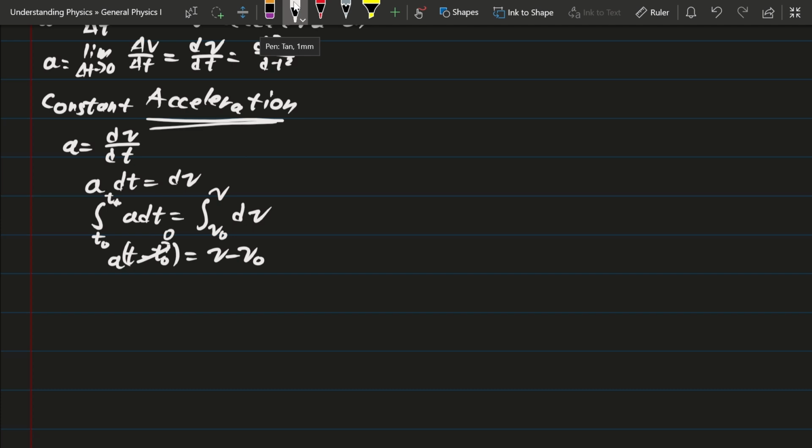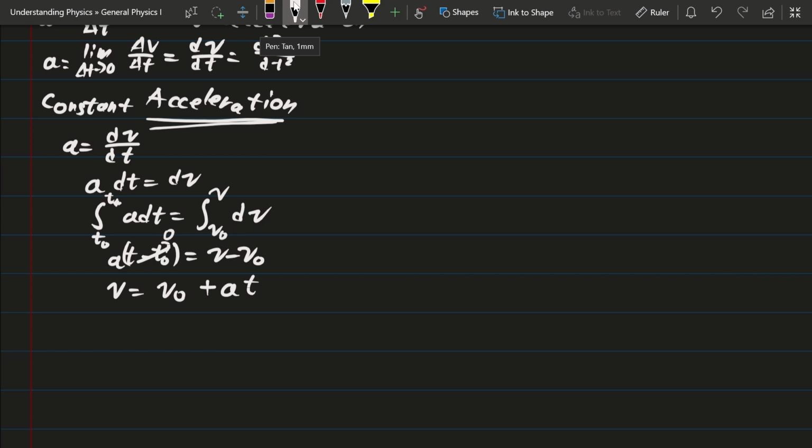So continuing on, you can get your velocity to be v0 plus a times t, the acceleration multiplied by the time. And if you check the units, this makes sense, since acceleration is meters per second squared, multiplied by time, which is seconds, and velocity is meters per second. So it makes sense.